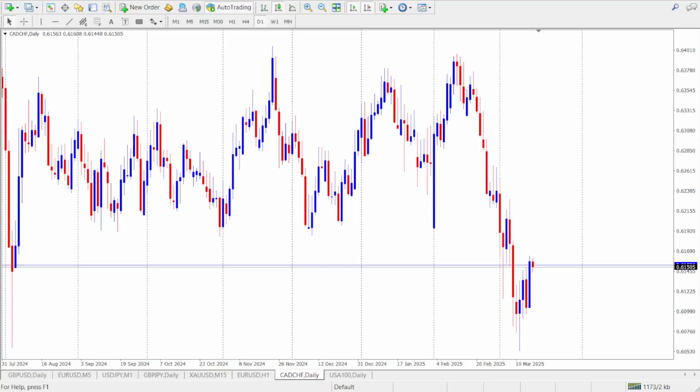Hello traders, if you are looking for a game-changing tool to help you identify key support and resistance levels with precision, then you are in the right place.